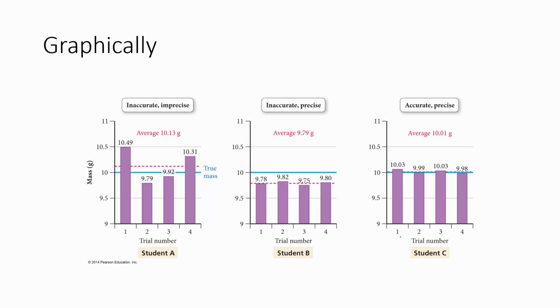Now you can see this a little better too on a graph. The blue line is the true mass. The red line is the average mass of the measurement. You can kind of see these guys are all over the place, not accurate, not precise. Here you can see these are all really close to the average. That's what makes them precise, but they're not close to the real number, the true number. And here the average is very close to the true number, and the numbers are close to each other, so accurate and precise.